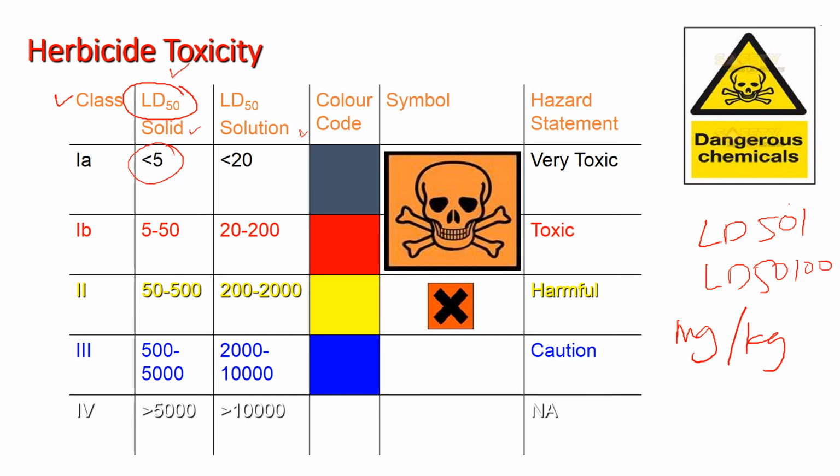They give you a class: class 1A, class 1B, class 2, class 3, and class 4. Usually class 1 is toxic, usually lethal for humans. Then class 2 is harmful, which means you would probably need to consume a lot to kill you, same as class 3. Usually if it is class 4, the hazard statement is not available.